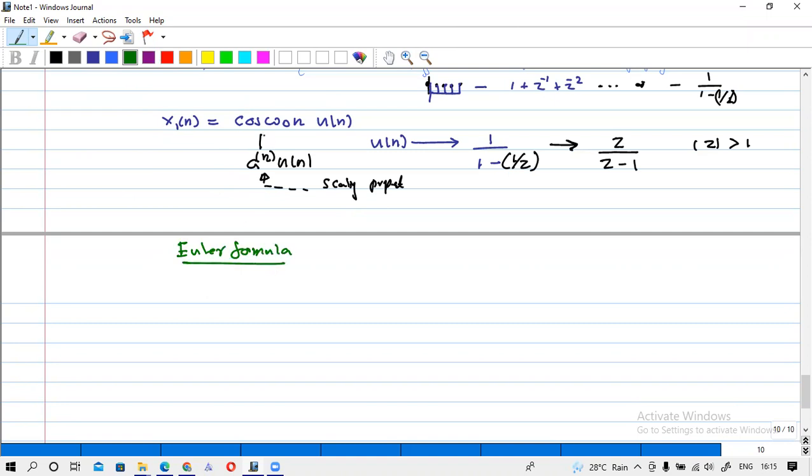So you can use Euler formula to convert this to this a n type. You know that cos omega naught n is equal to half e to the power plus j omega naught n plus half e to the power minus j omega naught n. Am I correct?